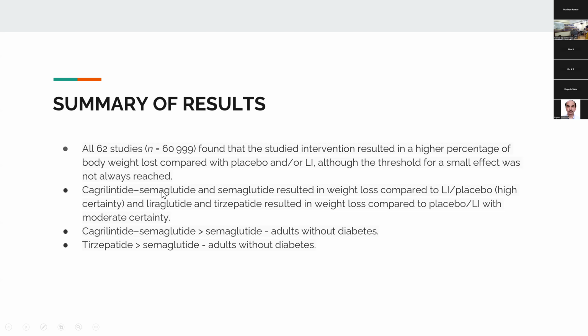Cagrilintide-semaglutide and semaglutide resulted in weight loss compared to placebo or lifestyle with high certainty. Liraglutide and tirzepatide did so with moderate certainty. Cagrilintide-semaglutide was better than semaglutide alone in adults without diabetes, and tirzepatide was better than semaglutide in adults with diabetes. So basically any of these drugs will cause weight loss if you use them in adults with obesity, with or without diabetes.